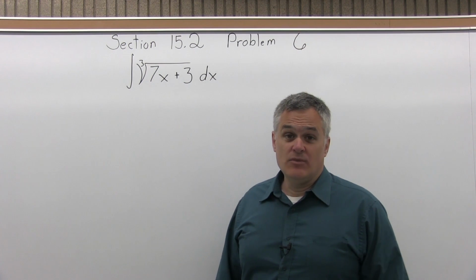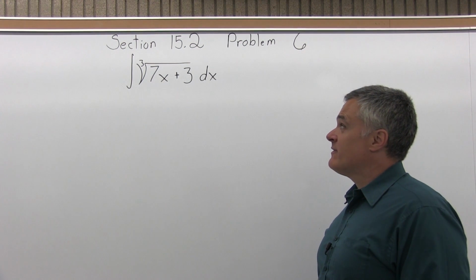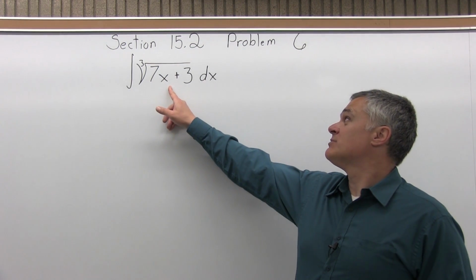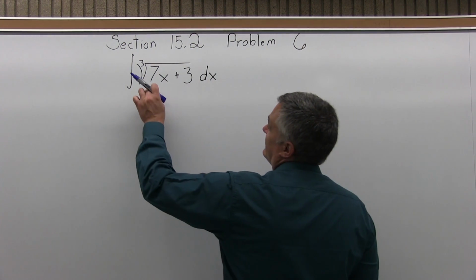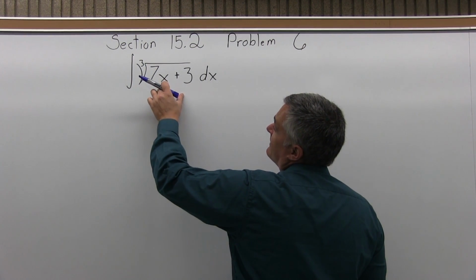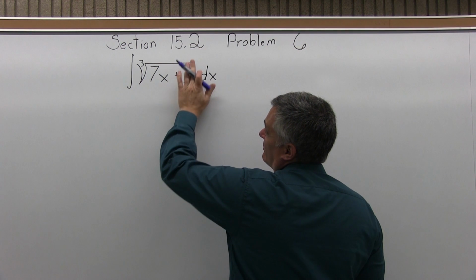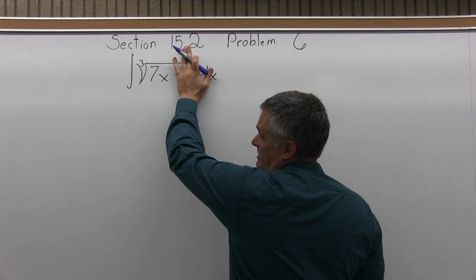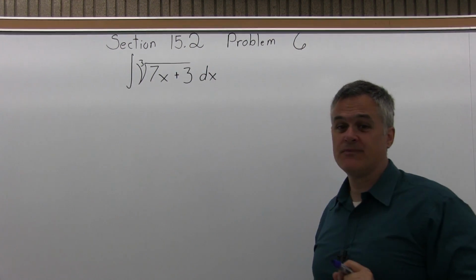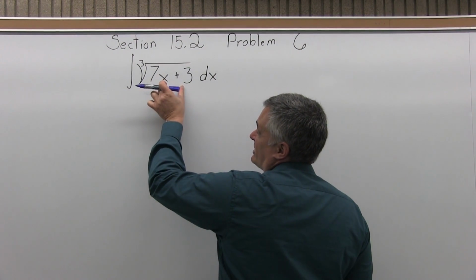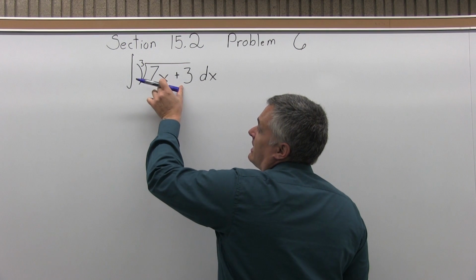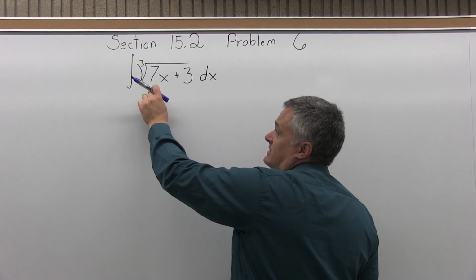This is Section 15.2. It's problem number 6. We want to find the integral of the cube root of 7x plus 3 dx. What makes this tough is you have a cube root of the 7x plus something. Without the plus 3, I could do this problem without the substitution method. But because of that plus 3 in there, I have to rename what's under the root as a new variable, solve the integral, and then put the x's back.